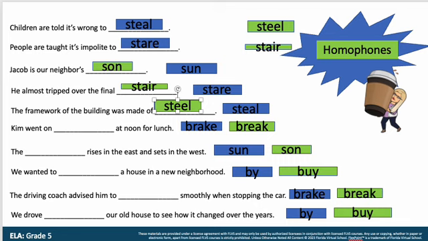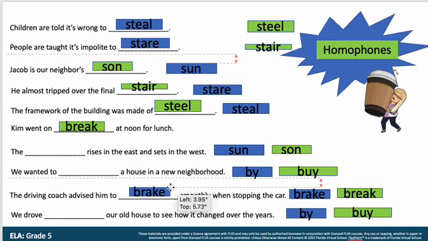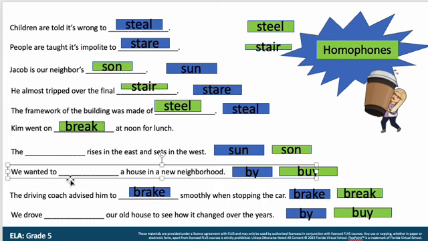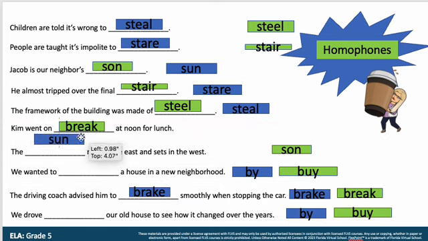So here we have Kim went on a break. Well, which break? Hopefully you said break as in B-R-E-A-K. That's like to take a break for lunch. This one is to stop your car. Let's go ahead and take a look at the next one. So we had the sun up here, so that means that this one is our star that our Earth orbits.